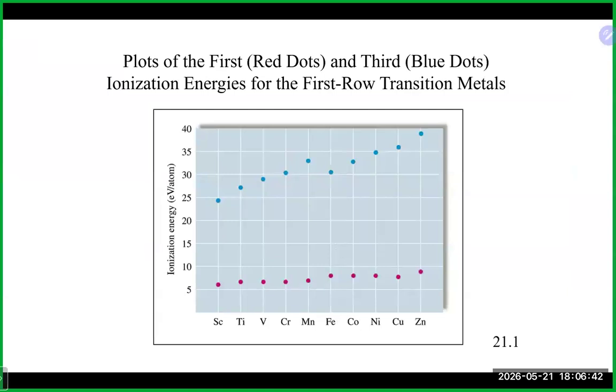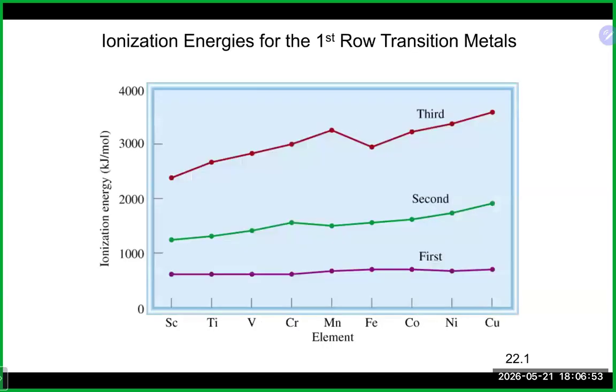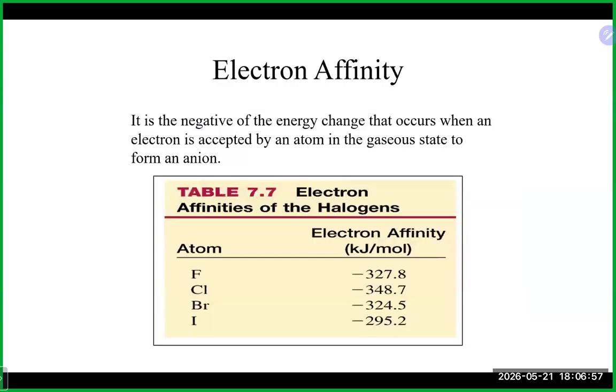And again, there's our dots between the third ionization energy, third electron removal, and the first. And again, you can see much more energy as you keep trying to take those electrons off. In case you didn't like that graph, here's one with all of them on there, first, second, and third.